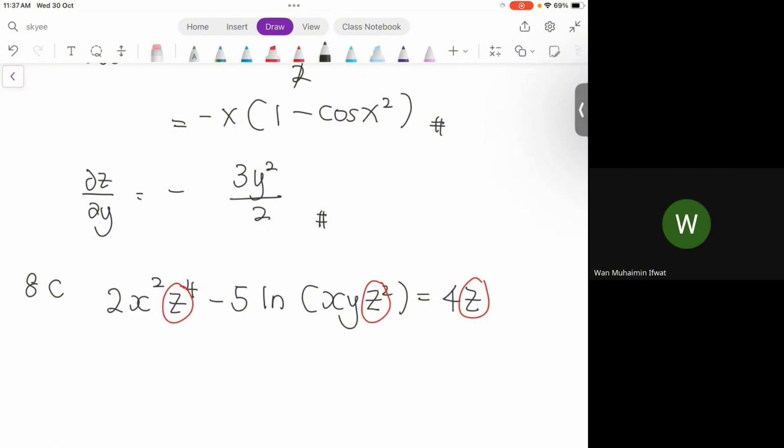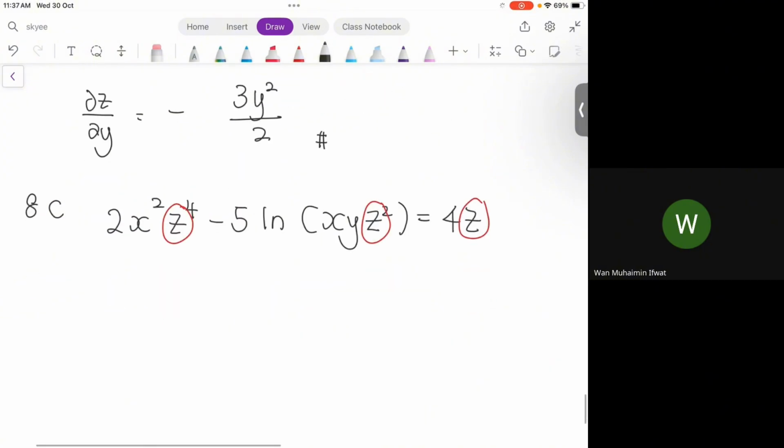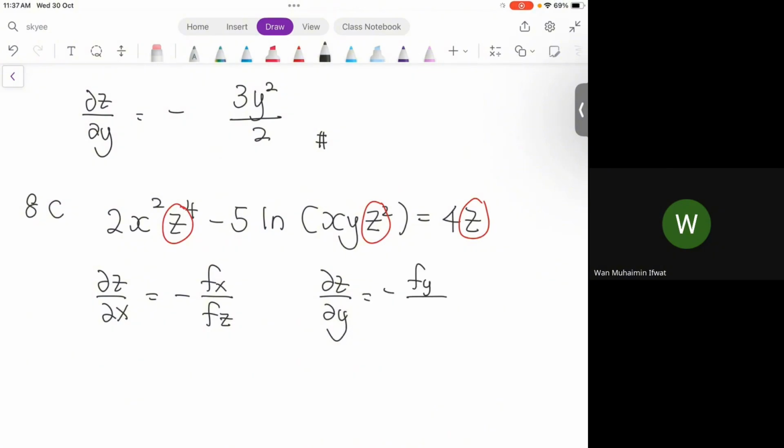Now, when we want to find del z del x, we have to write out the equation. It will be minus fx over fz. And for del z del y, it would be minus fy over fz. So these are the formulas.